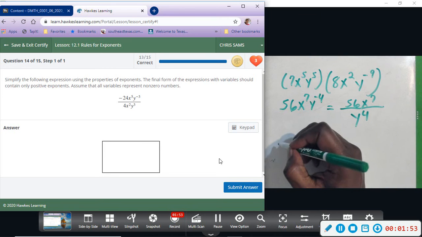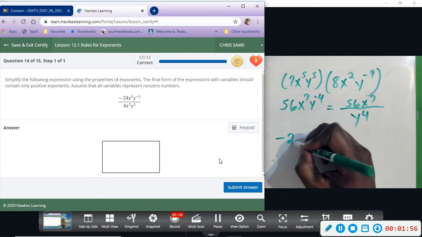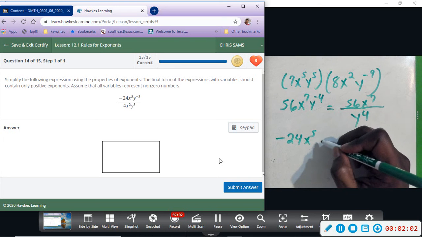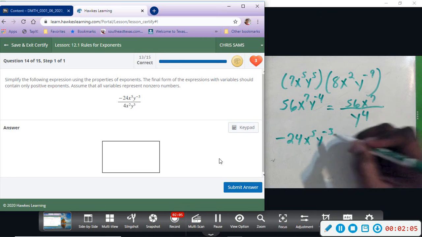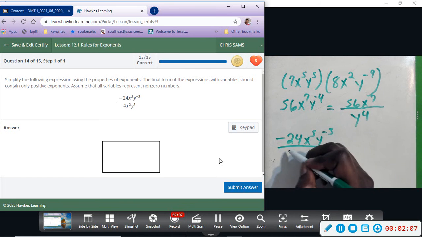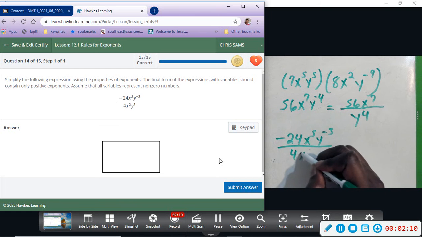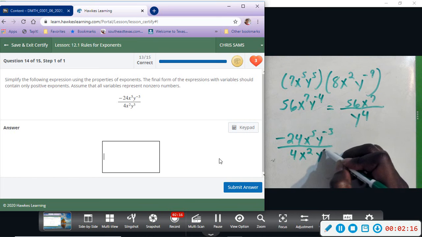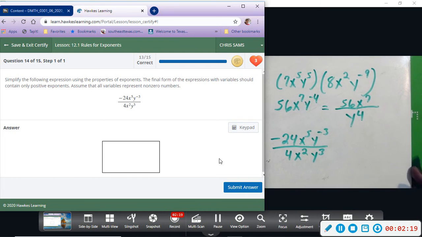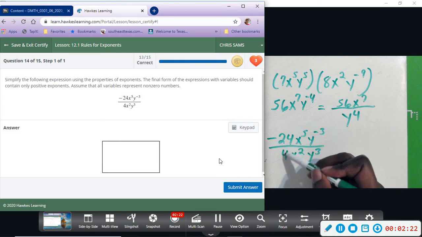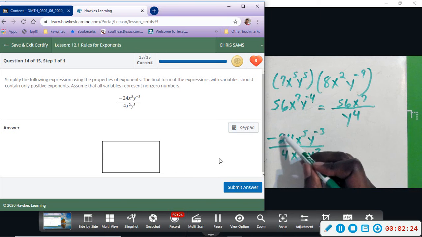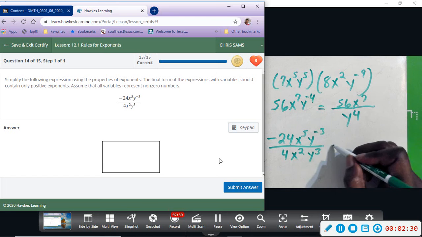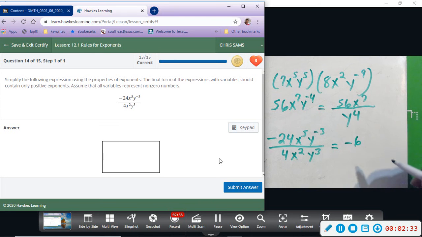Alright, 14, we have negative 24 x to the 5th, y to the negative 3rd, over 4x to the 2nd, and y to the 3rd. Okay, so here's what I would propose. You're going to take your numbers and divide. So it's negative, don't move it down, just a number, just divide it. Negative 24 divided by 4 gives us a negative 6. It's going to be on top.